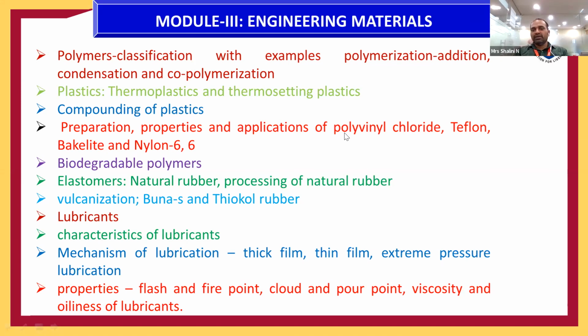Now coming to condensation polymerization. Condensation polymerization is where monomers having simple polar groups form a polymer with elimination of a small molecule. That polymerization is called condensation polymerization.